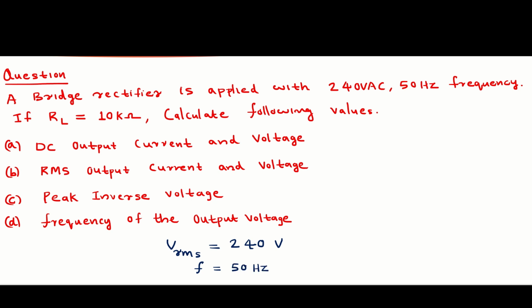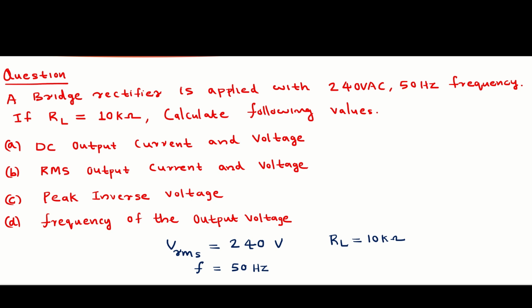The unit of the frequency is Hz and the unit of voltage is volts, indicated by V. Also given that the load resistor RL is equal to 10 kilo ohm.